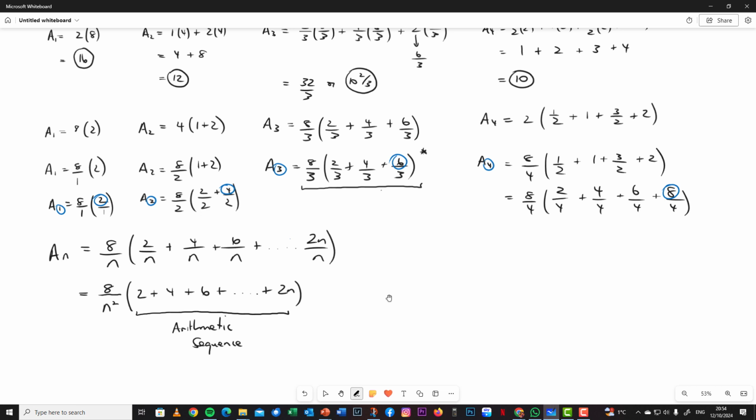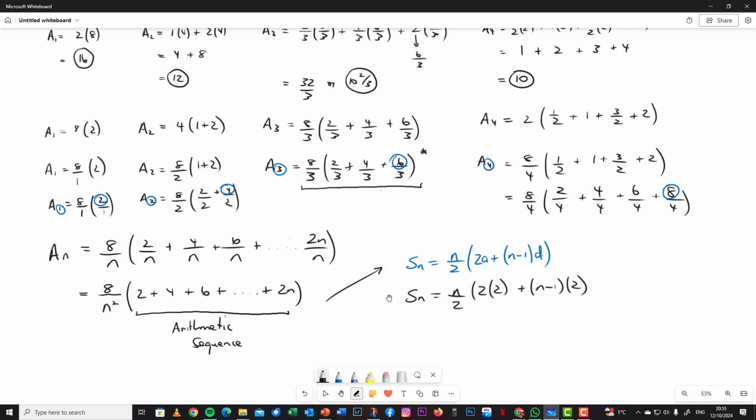So what I'm going to do is take the bracket part, the formula for the sum to n terms, and let's write it in a different color. The sum to n terms of a linear sequence is n over 2 on 2a plus n minus 1 times d. So let's sub in: Sn is equal to n, the pattern number, divided by 2, on 2 by the first term, which is 2, plus n minus 1 by the difference, which is 2.